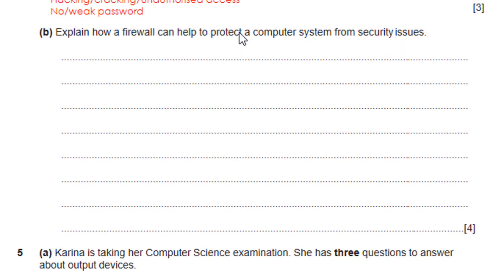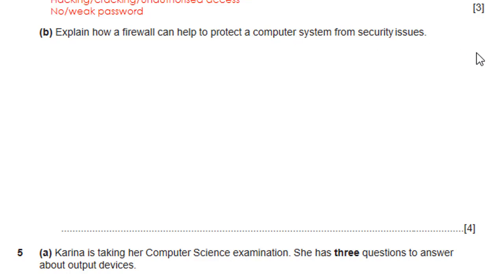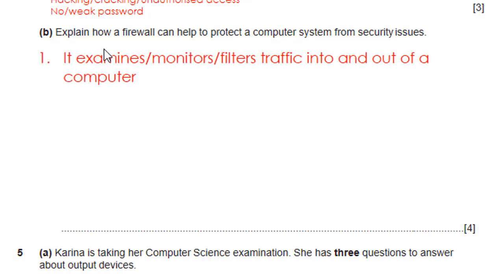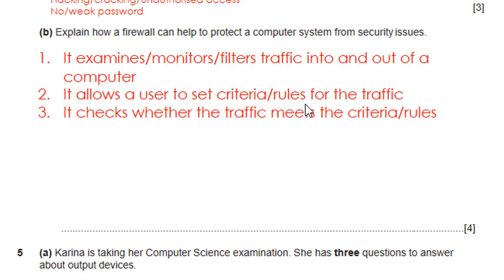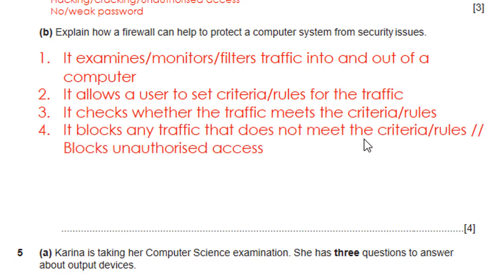So now we need to explain how a firewall functions. A firewall examines, or you could say monitors or filters, traffic that comes in and out of a computer. You set up criteria, what things you are going to allow in and out of the computer system. Essentially, when something's arriving or preparing to leave your computer, it checks it against these criteria or rules. Anything that does not meet these rules is blocked.